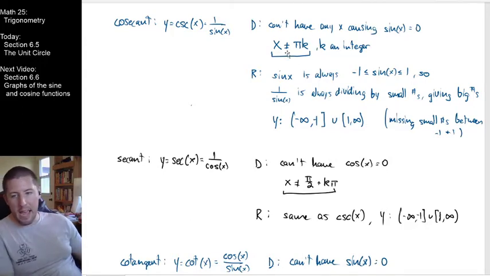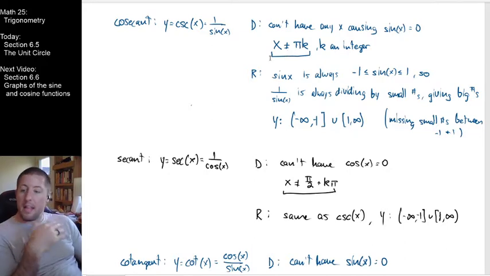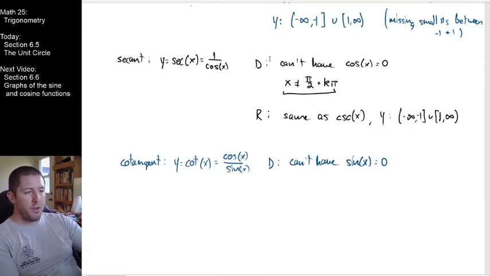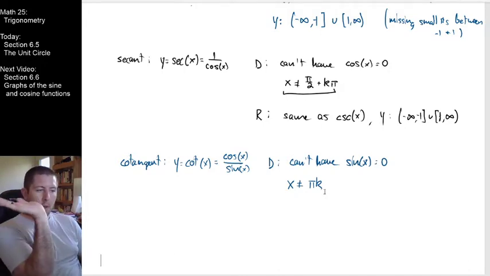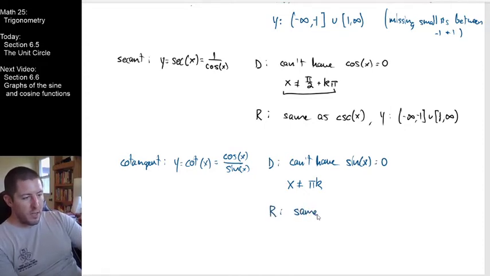We excluded pi k. Sine is 0 when we're at 0, pi, 2 pi, 3 pi, 4 pi. That's all where our height is 0 on the unit circle right there. So here I think we can say x is not equal to pi k. Constant multiples of pi: 0 pi, 1 pi, 2 pi. Those are all the places where we get a division by 0 issue here. And finally, for the range, it's going to follow, I'm just going to say same as tangent.